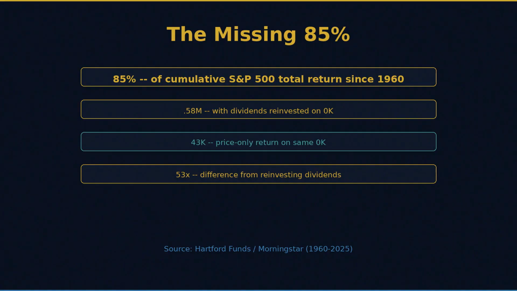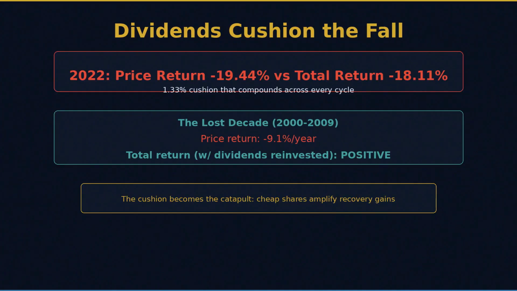The most compelling data comes from Hartford Funds and Morningstar, who updated their research through 2025. Since 1960, a staggering 85% of the cumulative total return of the S&P 500 came from reinvested dividends and the power of compounding. Not 15%. Not 30%. 85%.